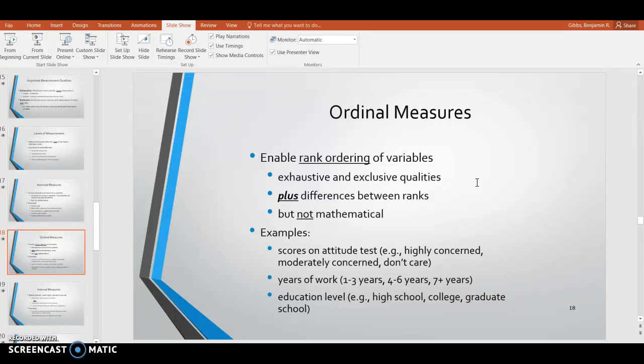But there is no mathematical property, meaning you cannot say a senior minus a freshman equals 3, meaning 4 minus 1 equals 3. That's not how it works. It's just designating a particular category where those categories can be ranked.